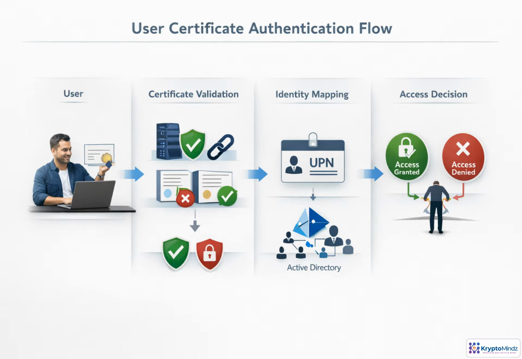When a user signs in with a certificate, the certificate is effectively their password. The service first checks whether it trusts the issuing CA and that the certificate is valid, not expired, not revoked, and allowed for client authentication. Then it reads the identity data, like the UPN, and maps that to an account in Active Directory. Only when both validation and mapping succeed is access granted.